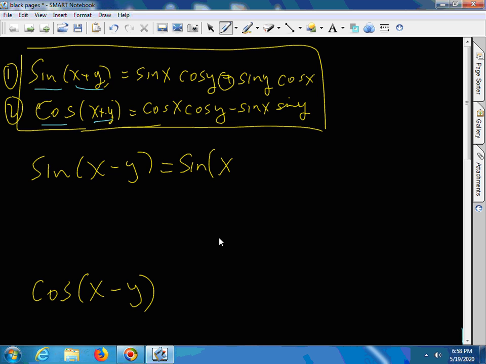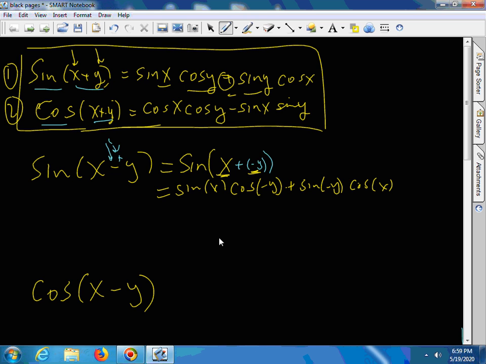Here, there's a real simple rule. First of all, that y is understood to be positive y. There's a rule that says we can change both of those terms. So this becomes x plus minus y, and now I have a sum, and I use my sum rule. X is the first angle and negative y is the second angle. It's the sine of the first, which happens to be x, times the cosine of the second, which is y, plus the sine of the second times the cosine of the first angle.